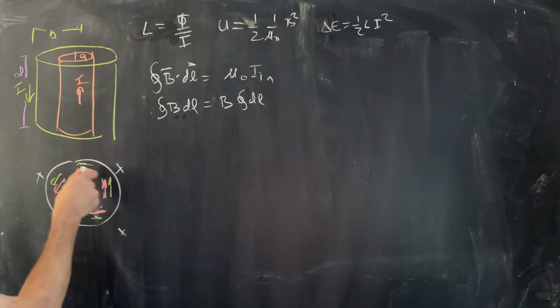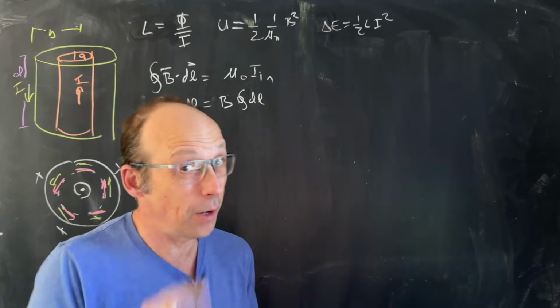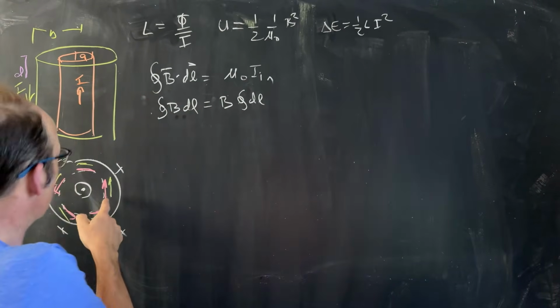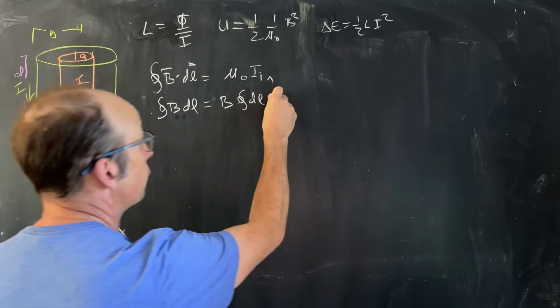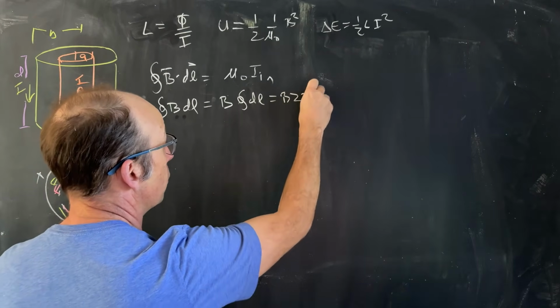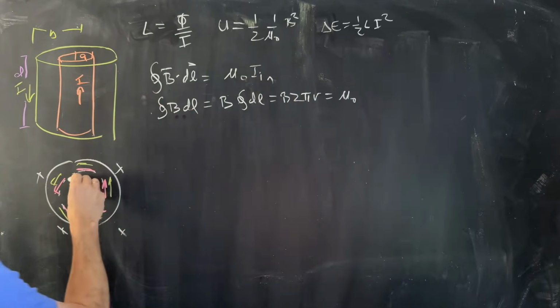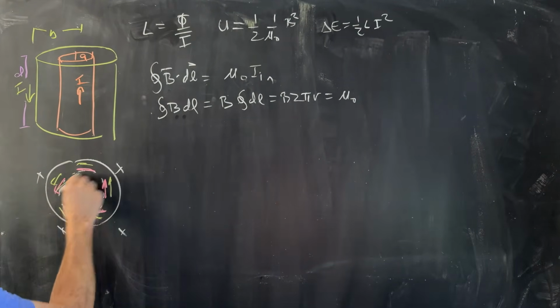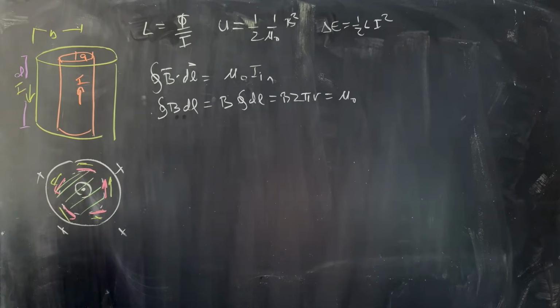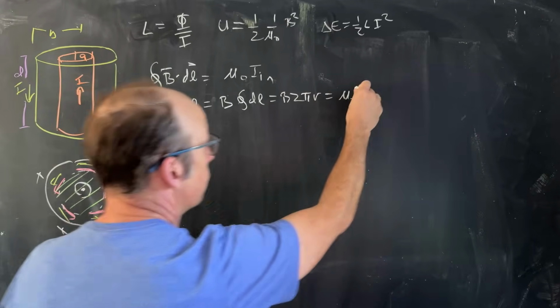Now I can integrate around the path, and you don't have to do that because it's easy, since it's a circle. So the integral of the path around a circle is just the length of a circle. So it's going to be B 2 pi r. And that's equal to mu naught times I enclosed, which is the current passing through this area, which is just I. The other current doesn't pass through it, so it's just I.